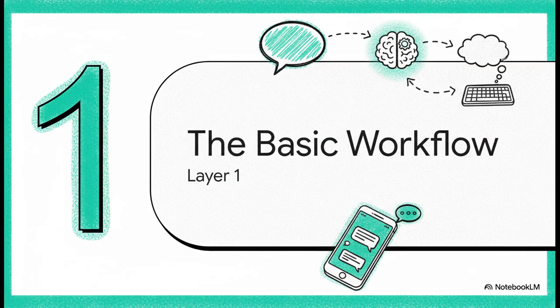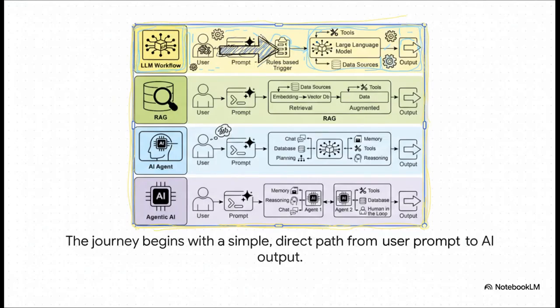All right, let's start at the very beginning, the ground floor, if you will. This is the large language model, or LLM workflow. This is probably what you think of when you use a tool like ChatGPT for the very first time. It's really the foundation for everything else. The beautiful thing about this first layer is just how simple it is. The flow is a total straight line. You, the user, give it a prompt, a simple trigger sends it over to the large language model, and boom, you get an output. It's a direct, one-way street from your question to the AI's brain.